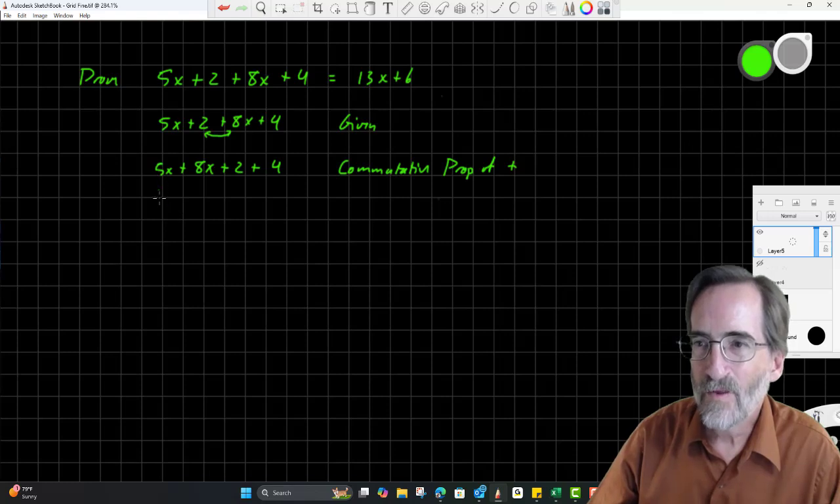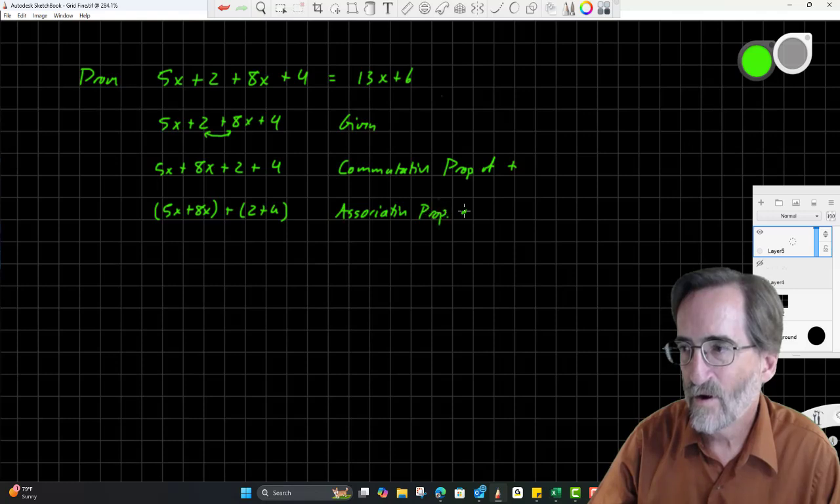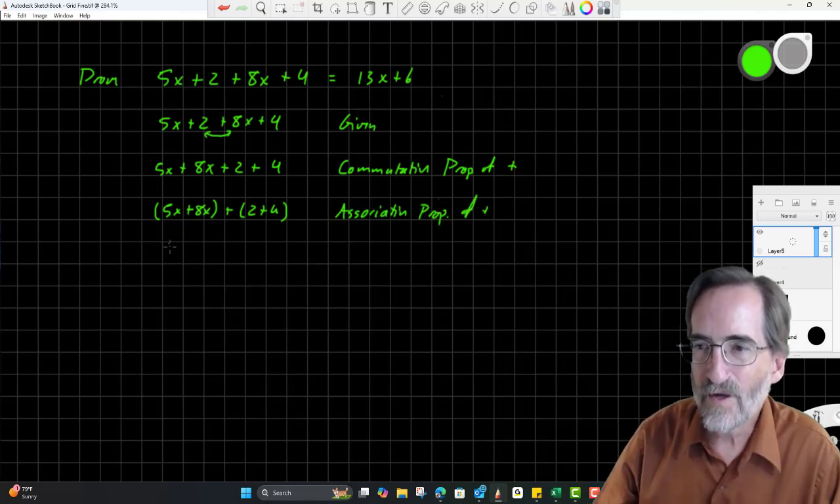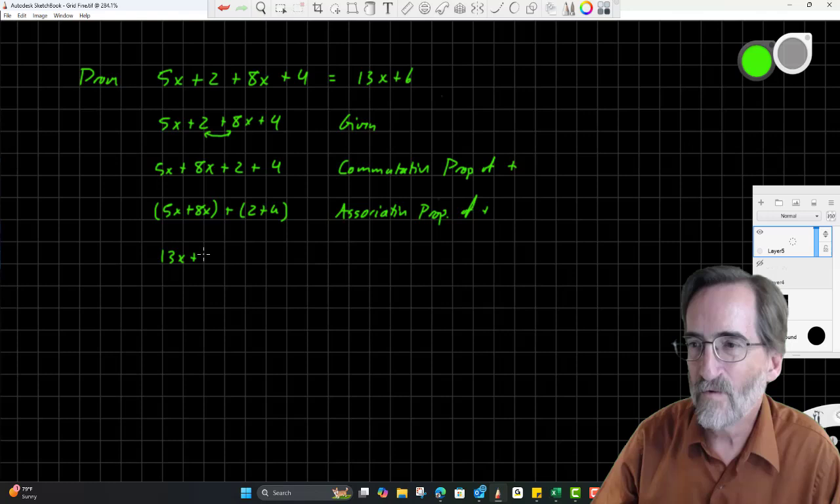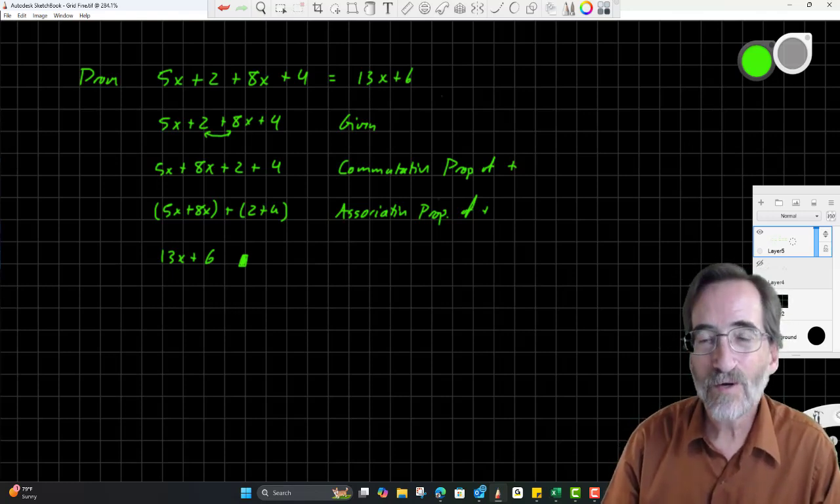Okay? And then I'm going to group the 5x and the 8x together. And I'm going to group the 2 and the 4 together. That's using the associative property of addition. 5x and 8x is 13x. 2 and 4 is 6. Okay? And that's what we were seeking to prove. We are done. Okay? Proof complete.